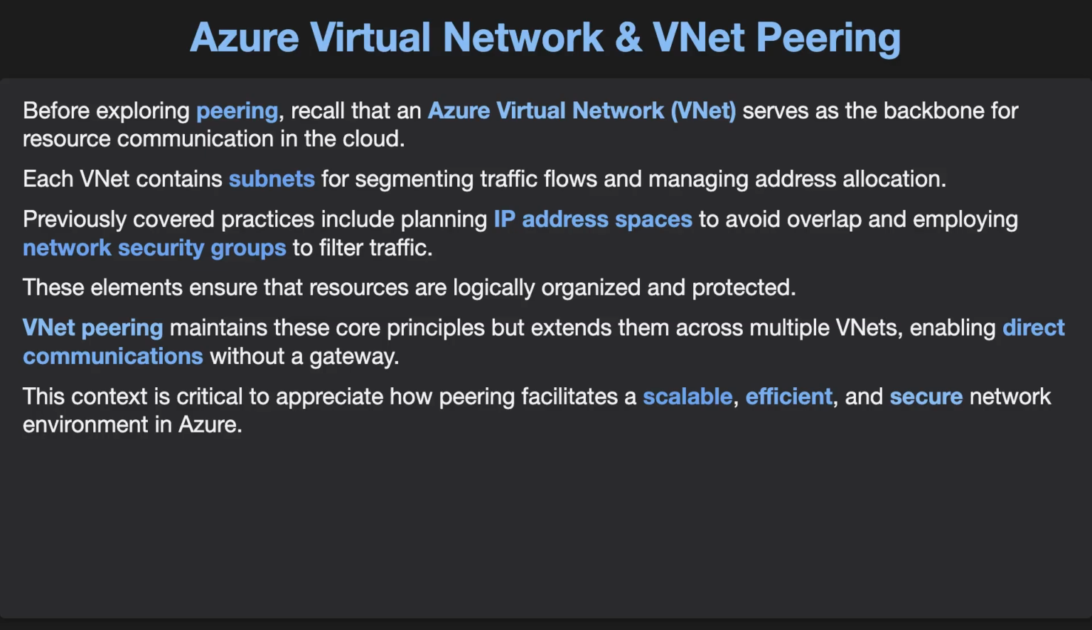Before exploring peering, recall that an Azure Virtual Network, VNet, serves as the backbone for resource communication in the cloud. Each VNet contains subnets for segmenting traffic flows and managing address allocation. Previously covered practices include planning IP address spaces to avoid overlap and employing network security groups to filter traffic. These elements ensure that resources are logically organized and protected.